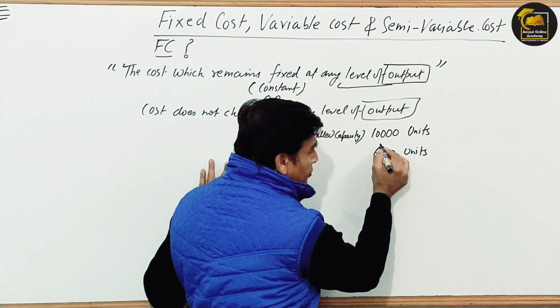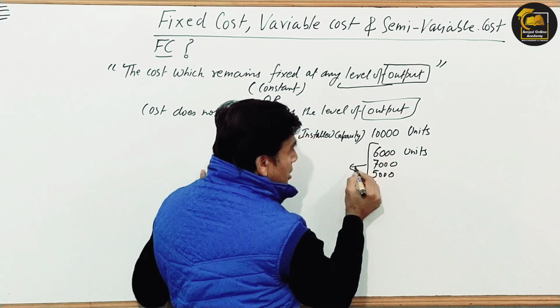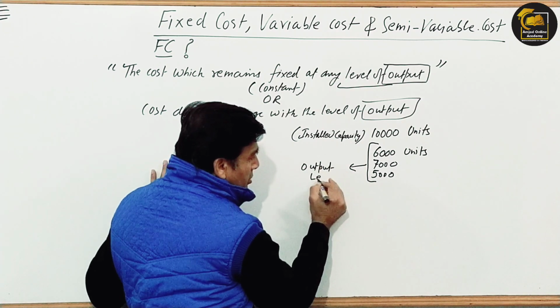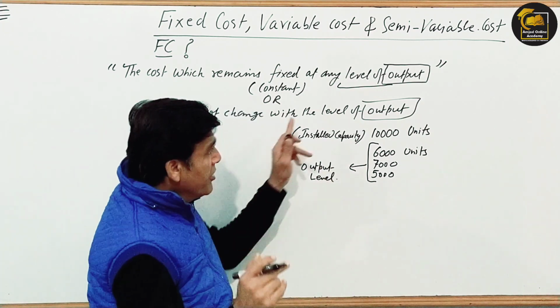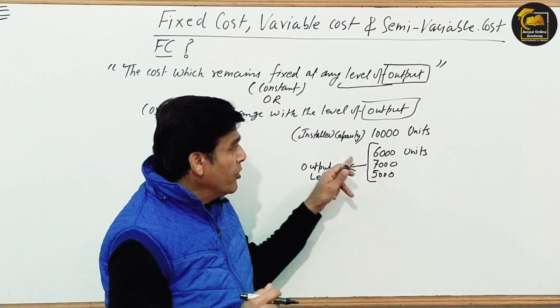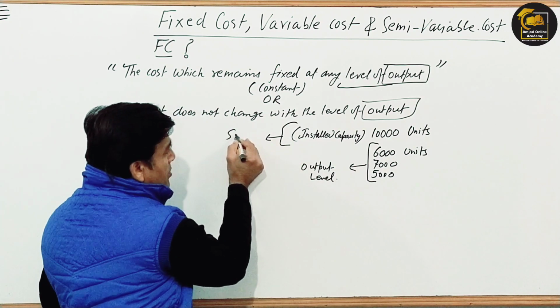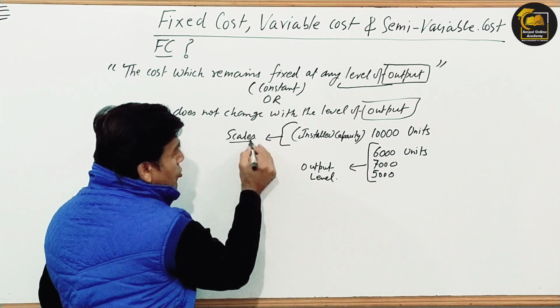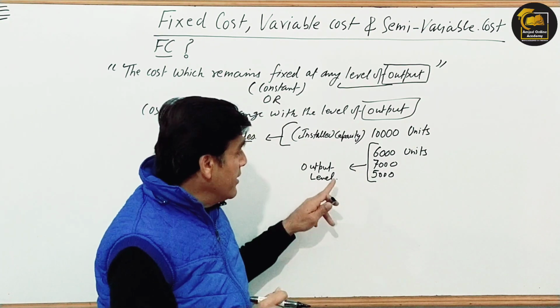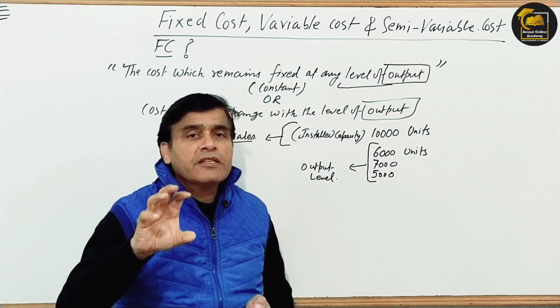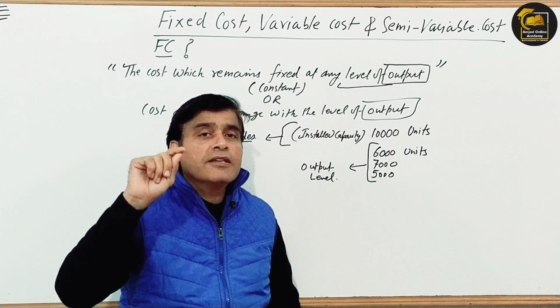This is known as the output level, which we talk about here, right? So output level, and this is known as scale. Many people do not know the difference between scale and output level. Whatever the maximum capacity of the plant is, that is fixed, and that is known as the scale.